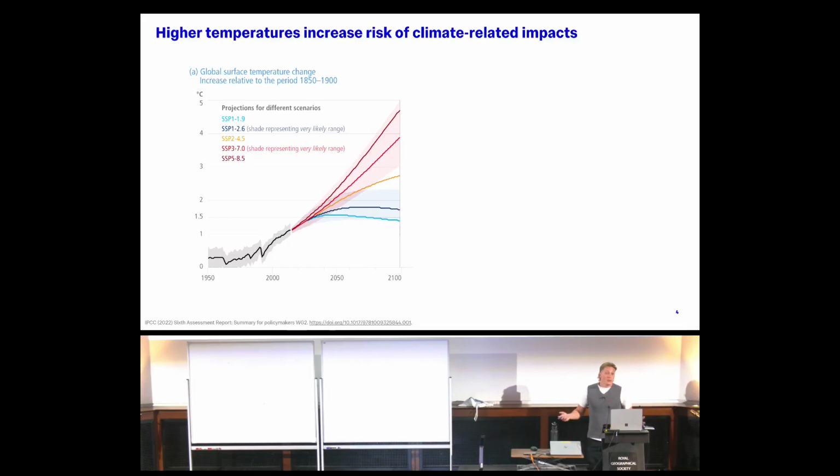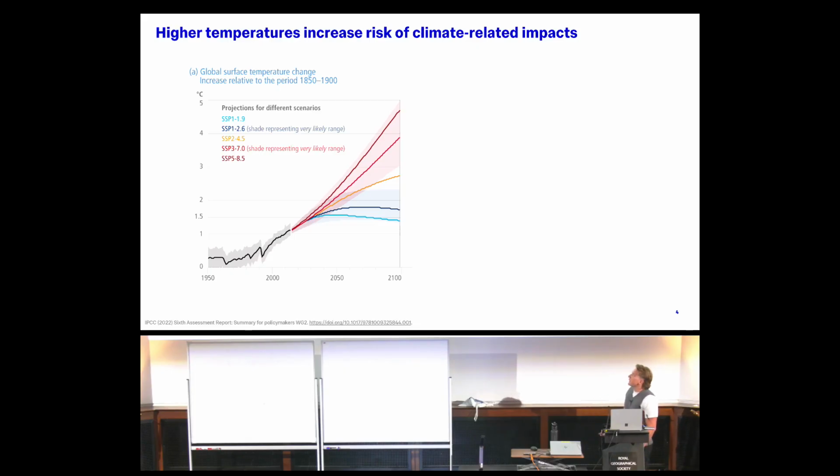So higher temperatures obviously increase climate-related impacts. So here, another chart taken from the IPCC is showing those same pathways but extrapolated not to 2050 but out to 2100, and also showing the temperature implications of those pathways. And so we see that the more we emit, the higher the temperatures become.